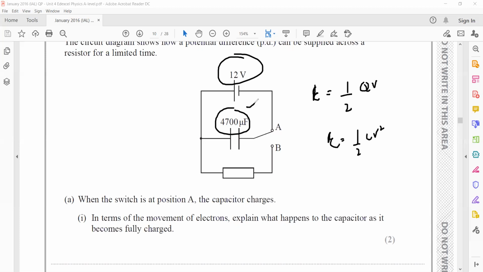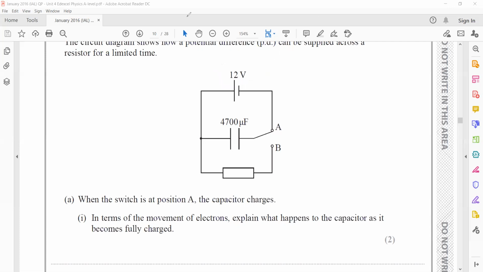C is the capacitance, 4,700 microfarad, and the voltage is 12. So I can just substitute and I will find the energy.